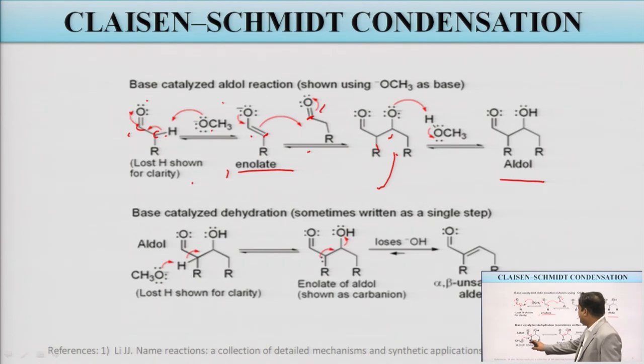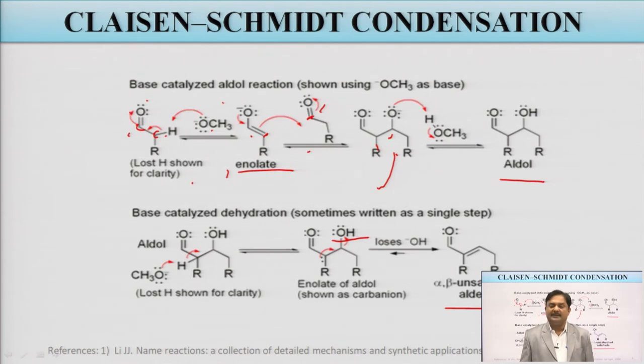And where did it give its electrons? It gave its electrons here. At the same time, delocalization of the electrons occurs. And in the last, loss of this hydroxyl group occurs. The OH leaves from here, the H has already been removed, and we will get an alpha beta unsaturated aldehyde as the product of the Claisen-Schmidt condensation reaction. This is one type of mechanism which is very prominent and most acceptable.